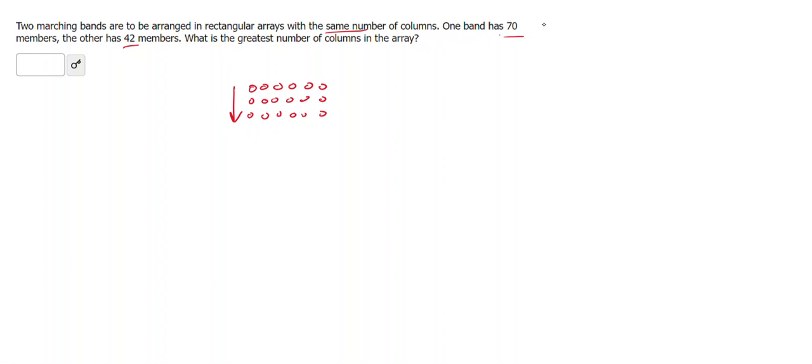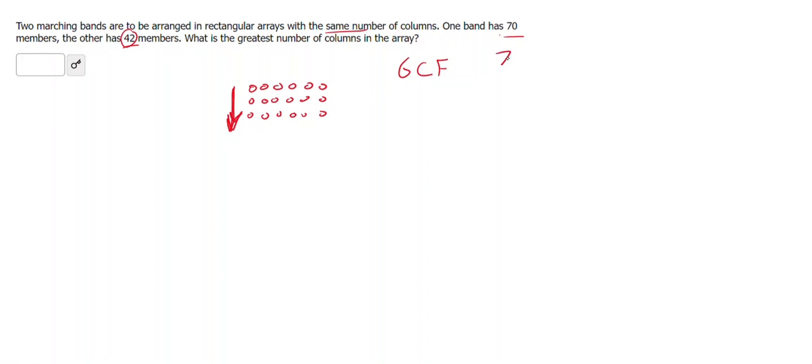Well, that means that I need to be able to divide 70 by this number, and I need to be able to divide 42 by this number. And it's the biggest number possible that goes into both. So I'm really looking for the greatest common factor here, right?